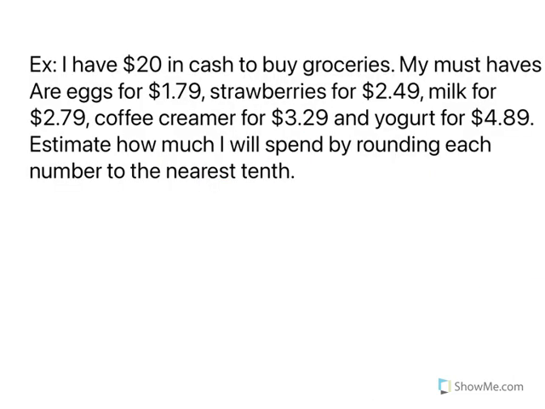All right, let's do a couple of examples in words. I have $20 in cash to buy groceries. My must-haves are eggs for $1.79, strawberries for $2.49, milk for $2.79, coffee creamer, absolute must, for $3.29, and yogurt, my daily breakfast, for $4.89. Estimate how much I will spend by rounding each number to the nearest tenth.